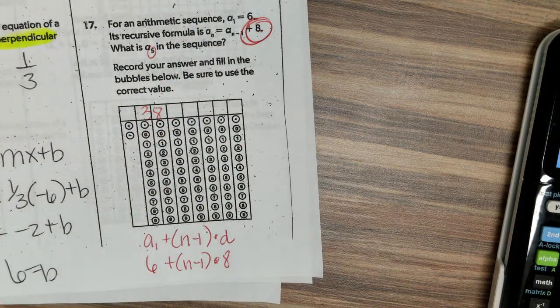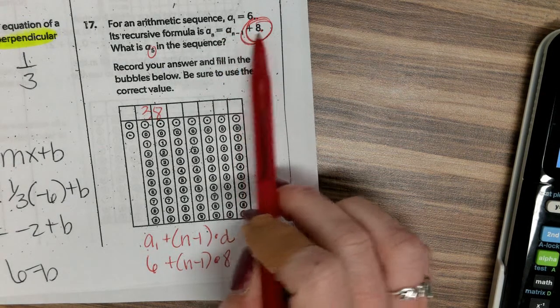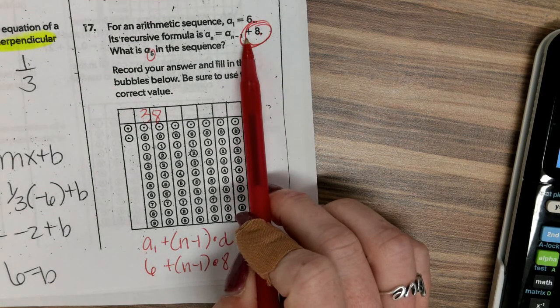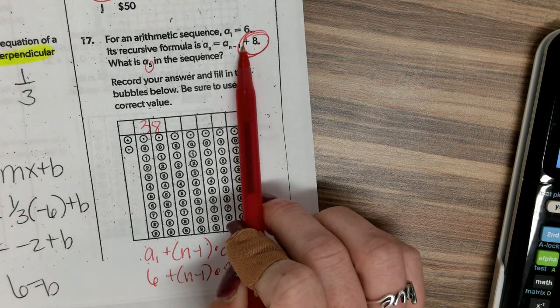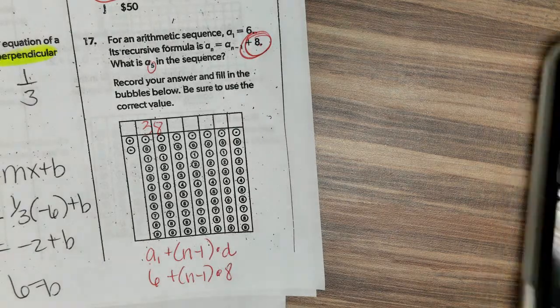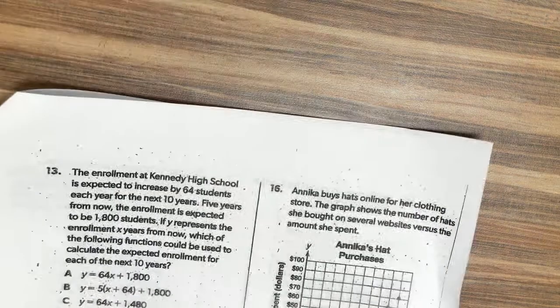Those recursive formulas will get you, because you want to follow just the recursive formula. I got 46, because y'all followed the recursive and you didn't make it into the explicit formula. It's wrong. 38.